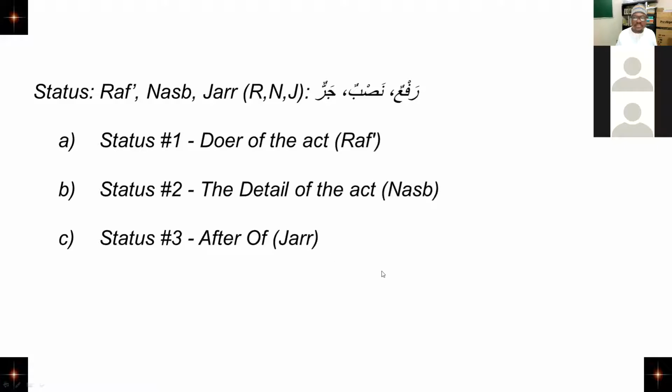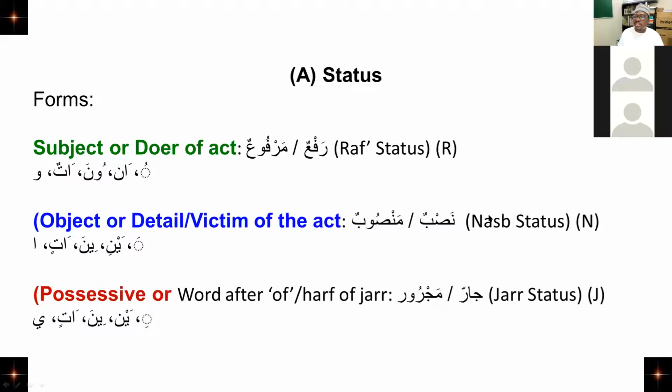Very good. So these are the three different forms of the status. Now note this down: the three different forms of the status of an ism are rafa, nasb, and jar. I'm not saying dhamma, fatha, kesra. Please note that down. Rafa, nasb, jar. Good. Now let's go into details.